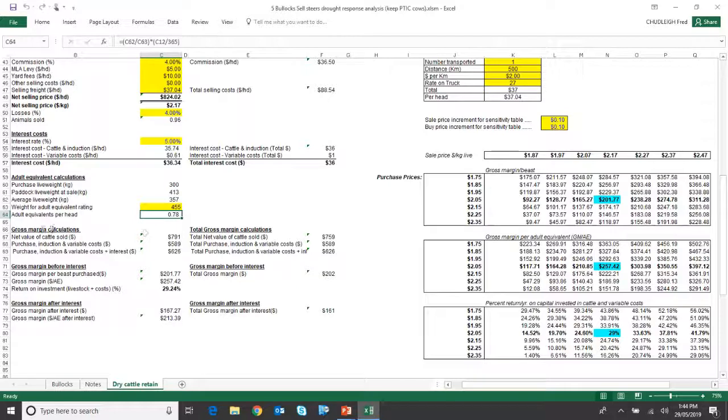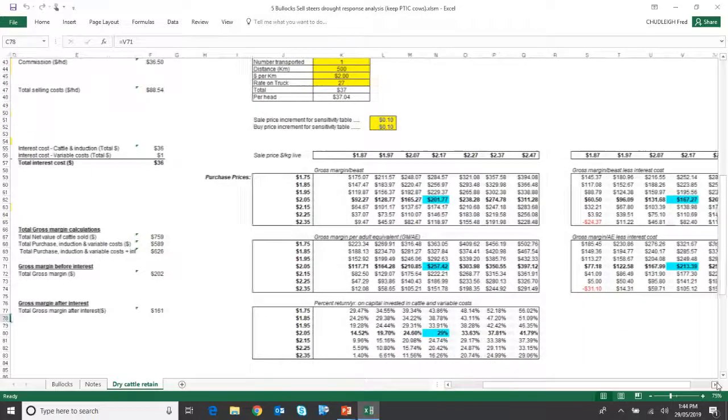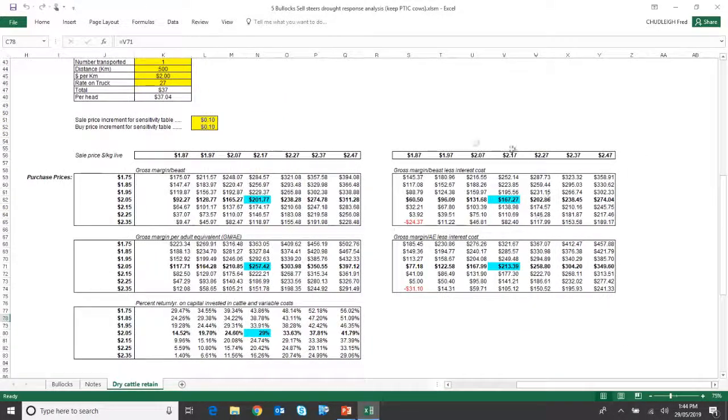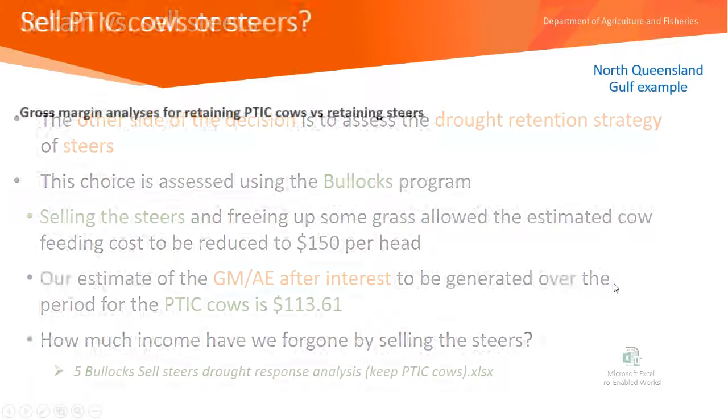So down here we've got our gross margin calculations, and our gross margin before interest and our gross margin after interest. So over here we've got some sensitivity tables, and we've got our sale price being varied up or down by 10 cents a kilo to look at the impact on sale price, and our purchase price of the steers over here being varied up and down by 10 cents a kilo to give us a table there. So that's the spreadsheet. Let's think about the answers.